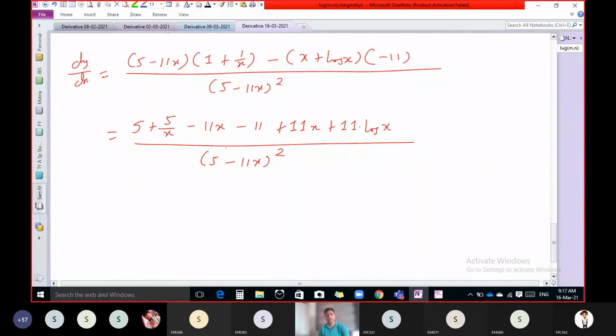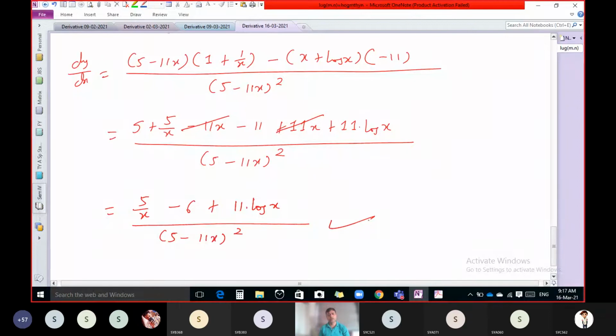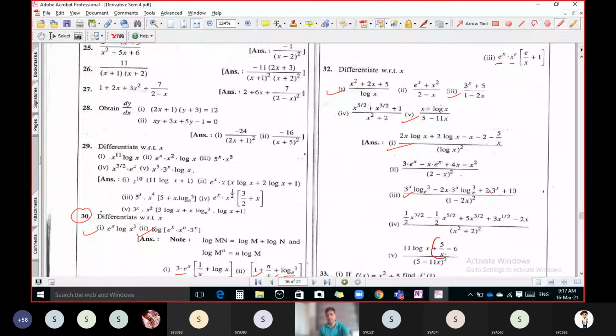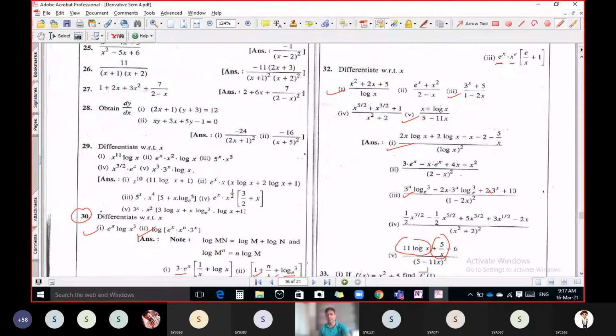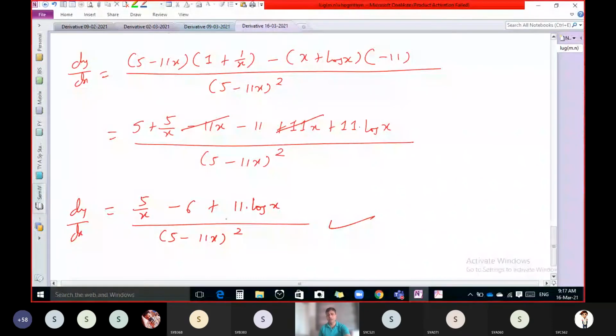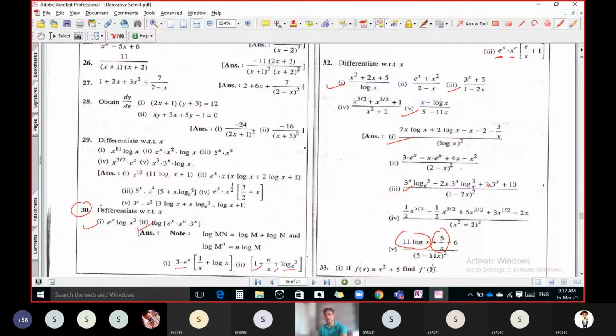Now simplify one more step. See, this 11x you can cancel. And here 5 upon x, minus, this 5 minus 11 is 6, plus 11 into log x, upon 5 minus 11x the whole square. This is my final answer for dy by dx: 5 upon x plus 11 log x minus 6. You can write in any order, no problem, upon 5 minus 11x the whole square. That is the answer.